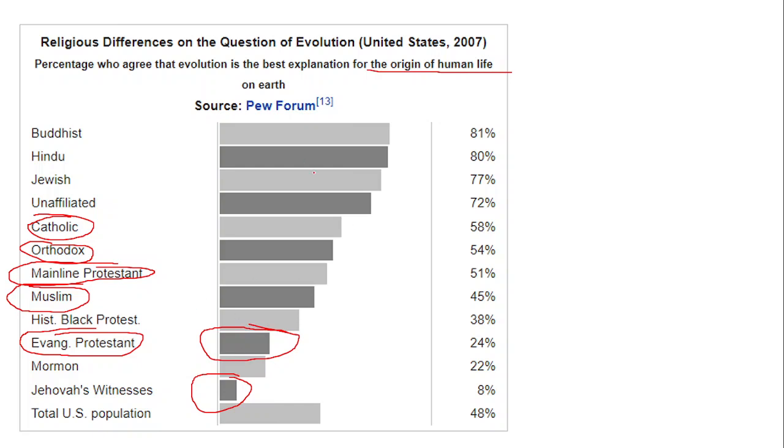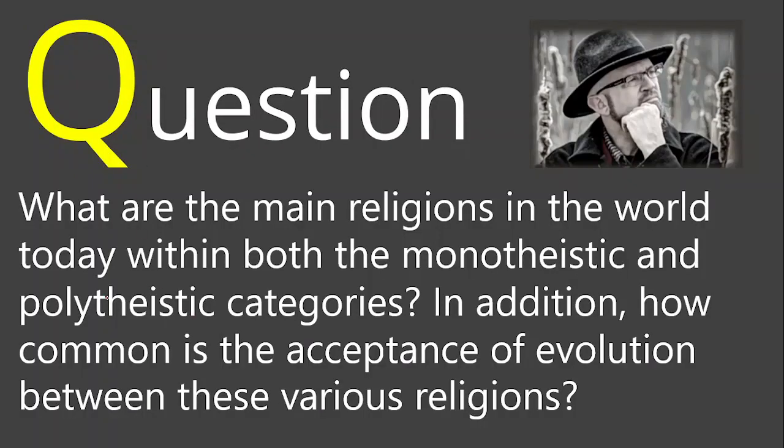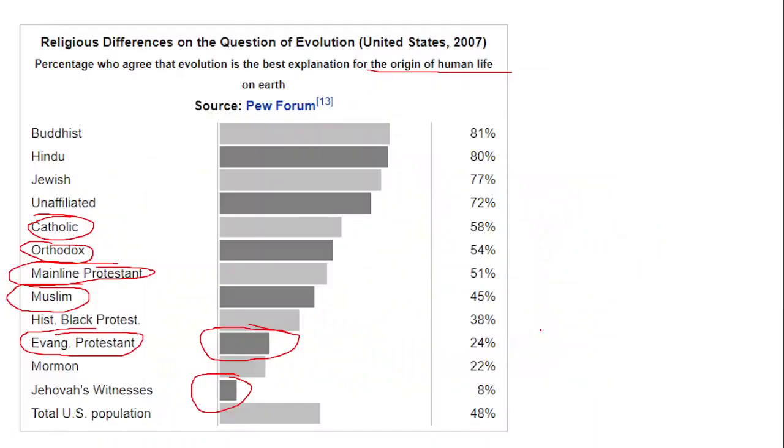I think the thing I always remind people when they see questions like this or see surveys like this is this survey isn't very reflective of the question, really: the acceptance of evolution between these various religions. It's hard to ask the question, what do you think of evolution? Because the word evolution means so many different things to so many people. So often it's asked in a more specific way.